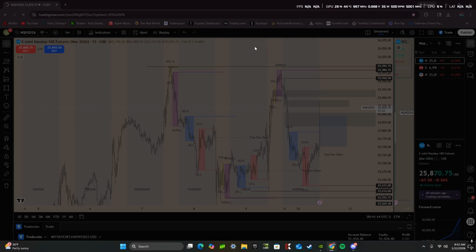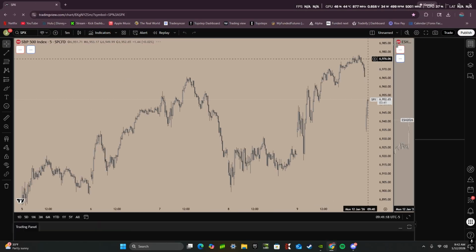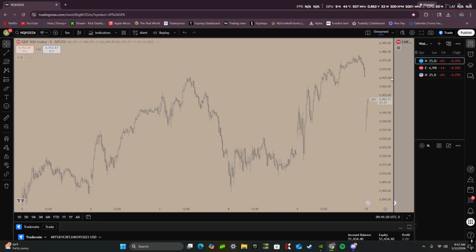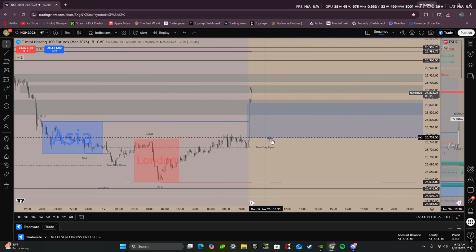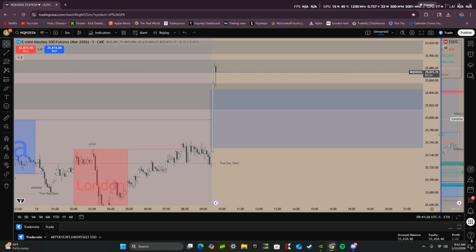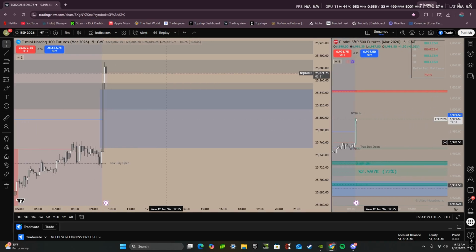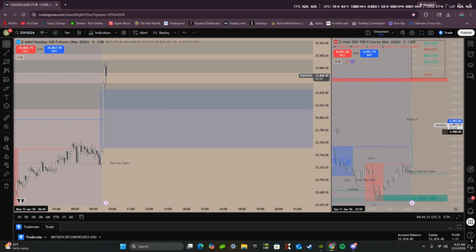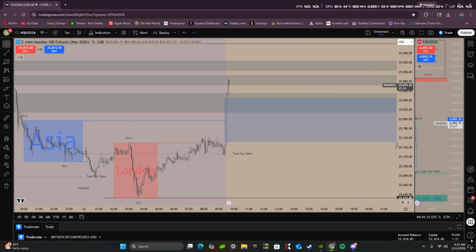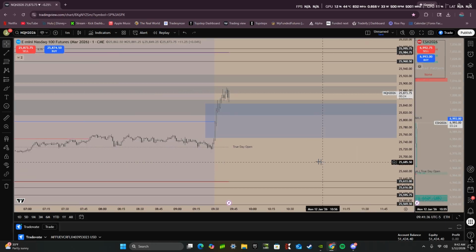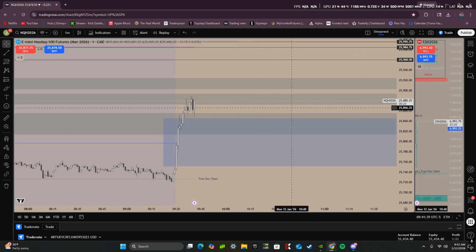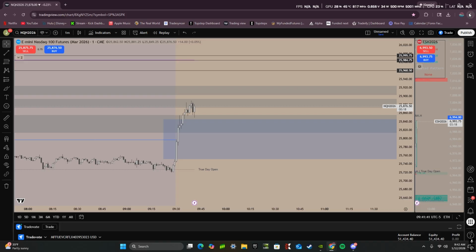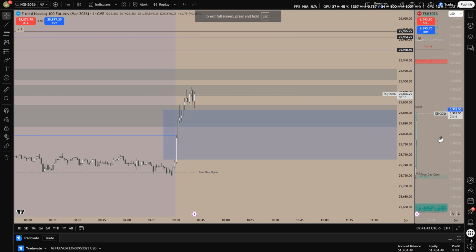Wait, let me refresh my chart. Okay, there we go. I want to see how the S&P is doing. Yeah, S&P is just pumping. I don't want to get trapped here. There's a lot of manipulation going on in the market at the moment.